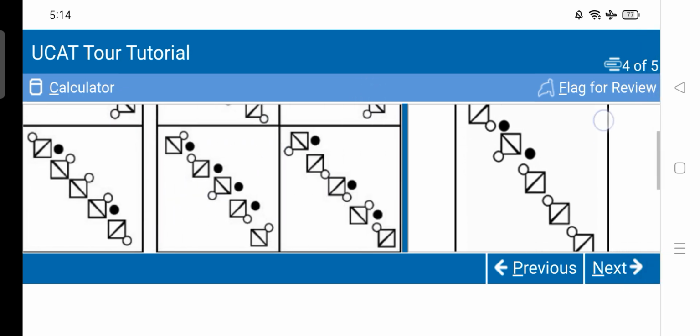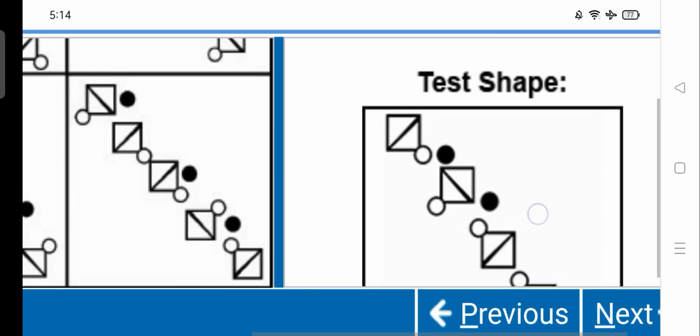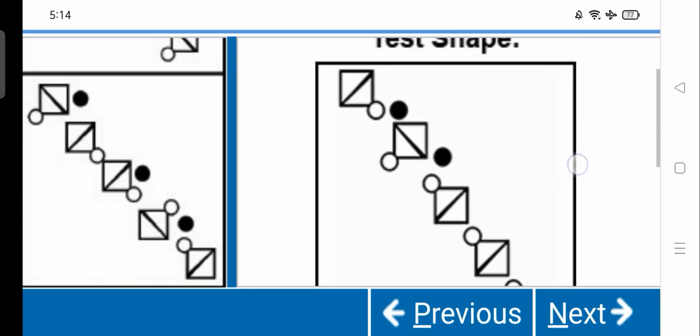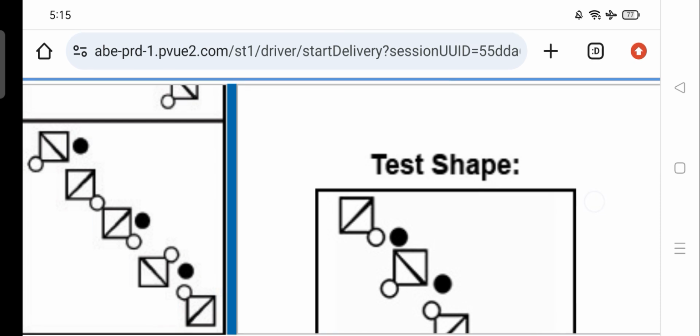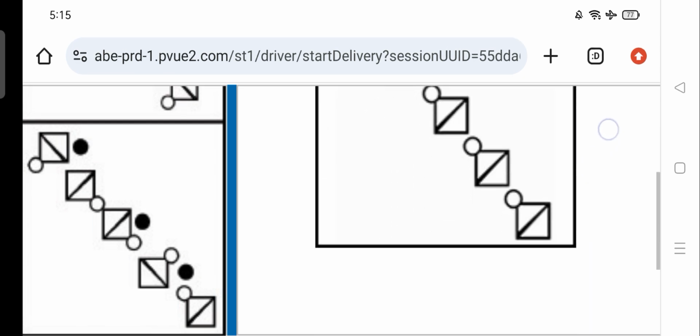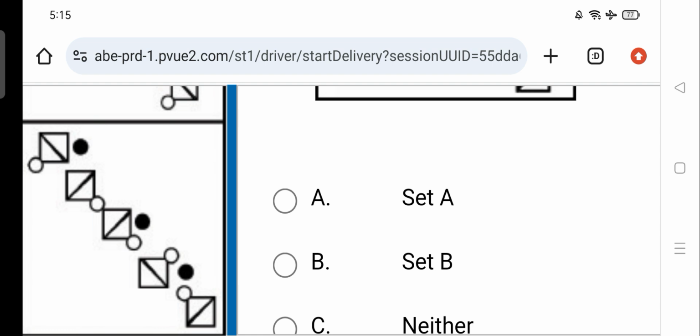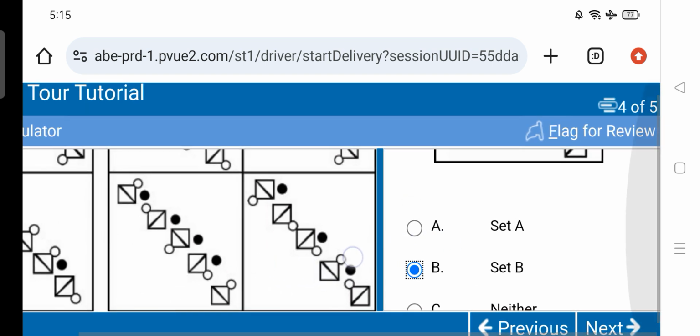Then you can come towards this question, the test shape, like this. This is the test shape. Now you have to tell from which set this test shape is. Option A, set A, option B, set B, option C, neither. So let me select option B. I don't know if this is right or wrong. We will discuss in the practice test questions. I'm just choosing it to show how we're going to choose the options.